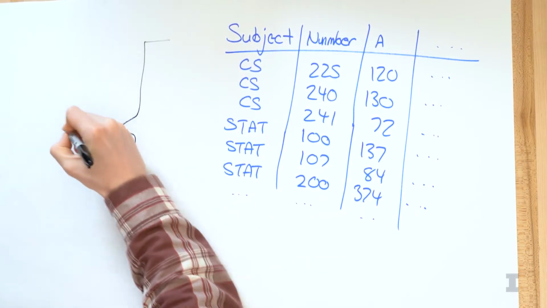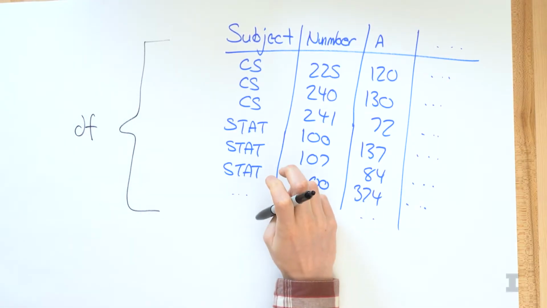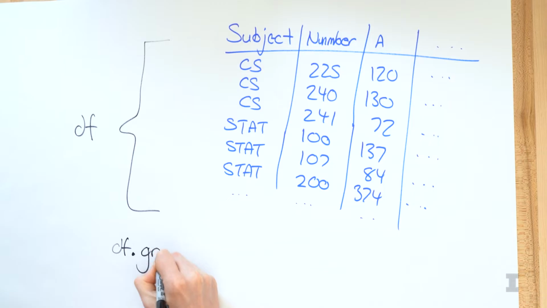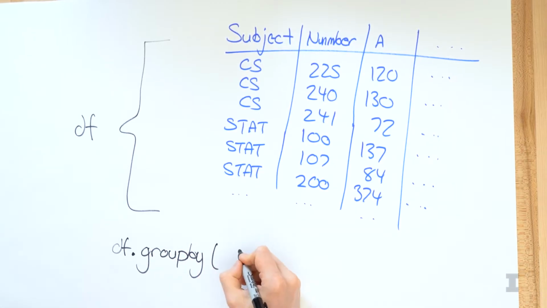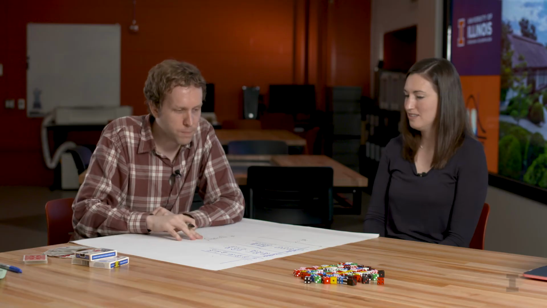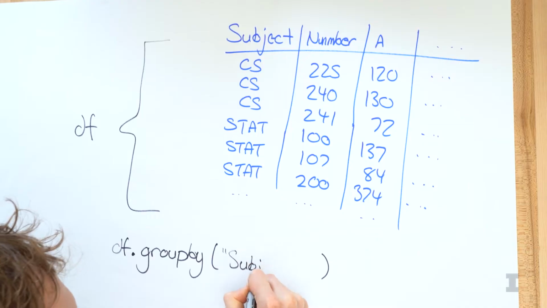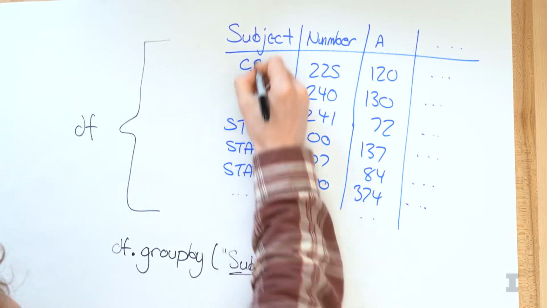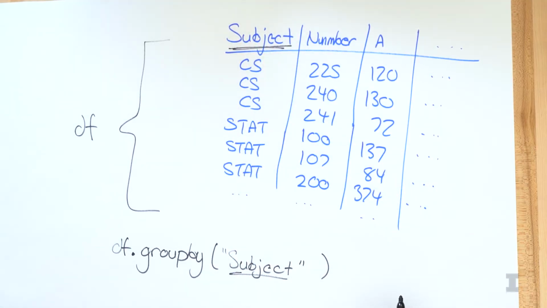So we know that we're going to load in a data set, and this entire data set is going to become a data frame. When we have a data frame, a new method we have is df.groupBy. And group by allows us to group an entire data set by a particular variable. So df.groupBy of subject is going to group our entire data set by the subject.